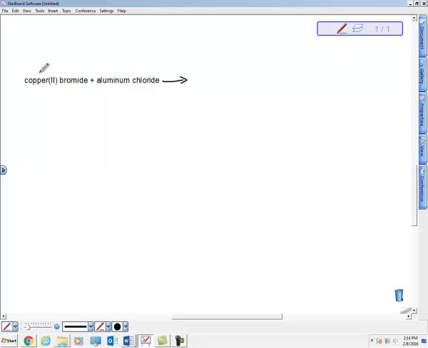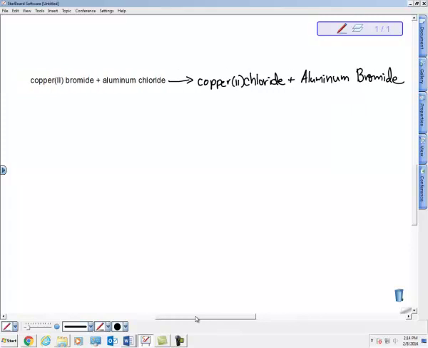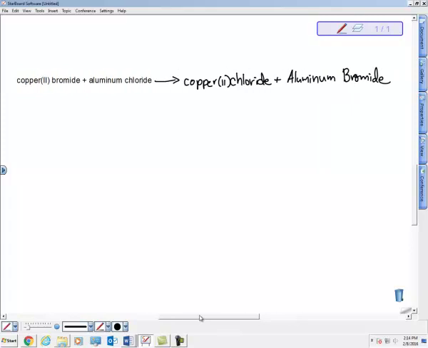Copper is going to switch partners. Who's copper going to like to be with now? Yeah, chloride. Good job. The other product is going to be aluminum who? Yeah, aluminum and bromide. Alright, so I predicted my products in word form. And now what I'm going to do is I'm going to go to my solubility rules. And let's just check the products.